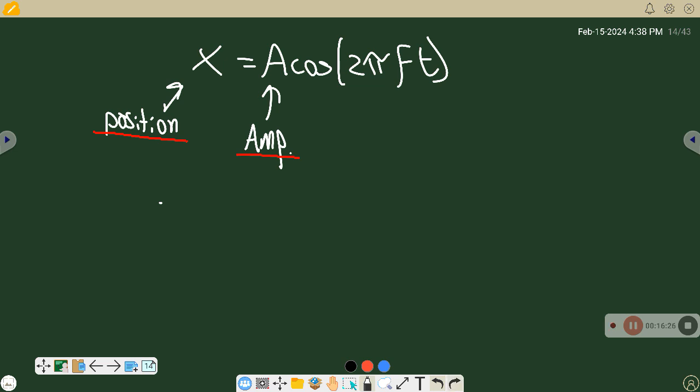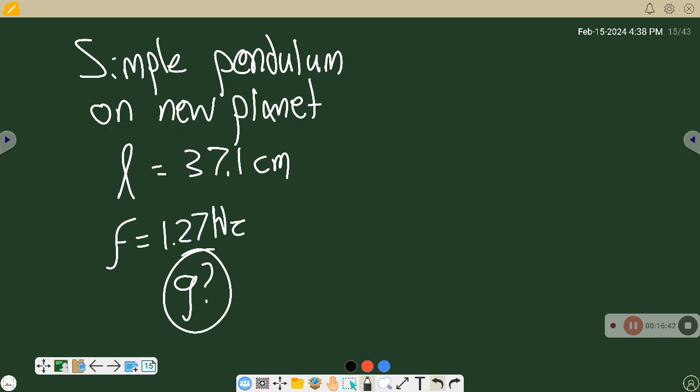I don't need to spend a lot of time talking about this because I don't think you're ever going to need this equation, but I just want you to put it in your brain, have it in your back pocket, just in case you get asked about it on the AP exam, all right? So there you go. Let's do an example problem.